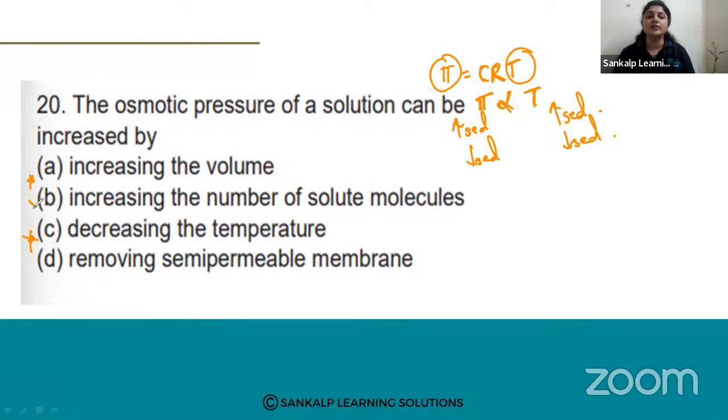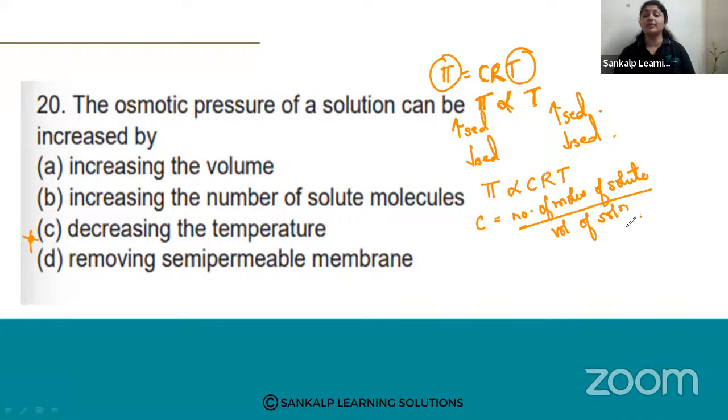We'll see about volume and concentration together. Here pi is directly proportional to concentration and temperature. Concentration is given as number of moles of solute divided by volume of solution. So this is concentration. Now we'll see about volume.